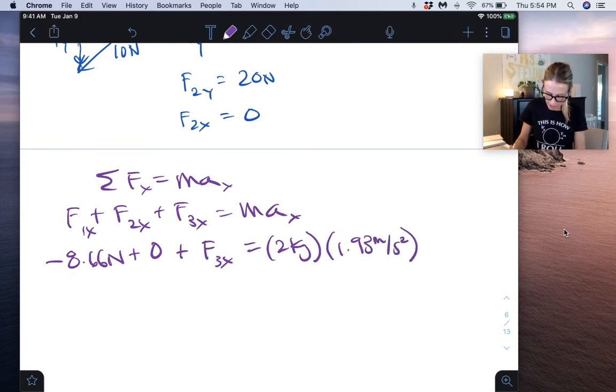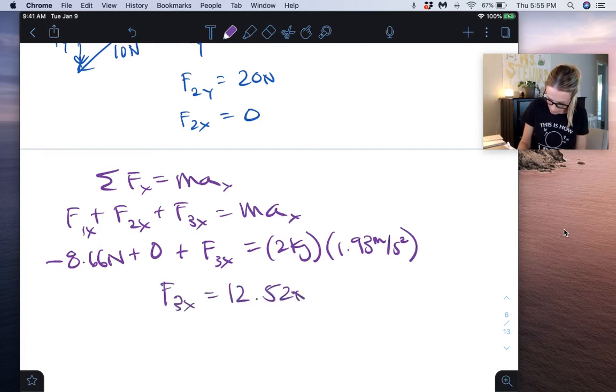Doing our math, we get 2 times 1.93. Then I'm going to add 8.66 to both sides because it's negative on the left-hand side. So I have 3.86 plus 8.66, and we get that force 3 in the x direction is equal to 12.52 newtons.